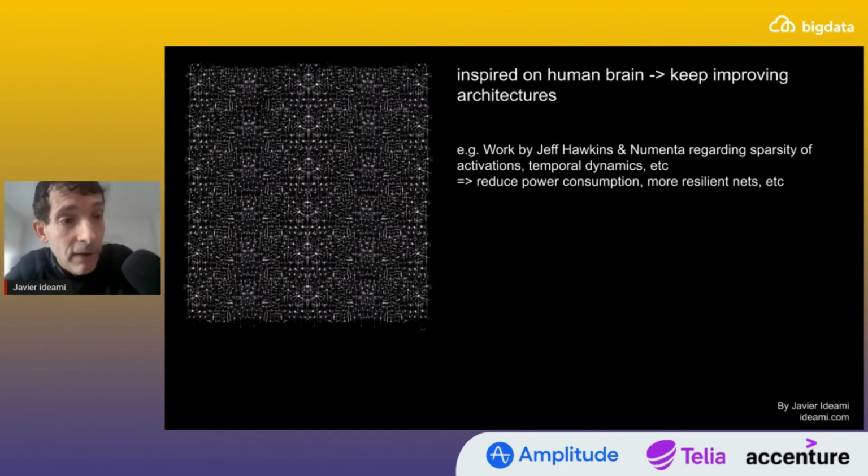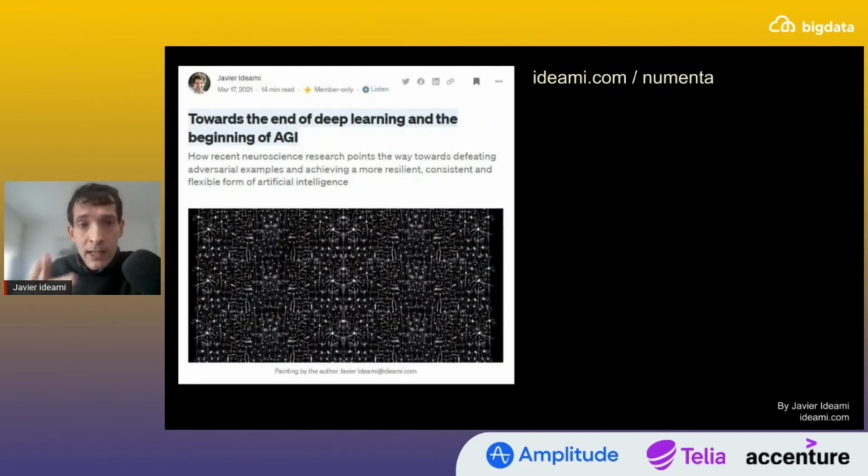Now, it's also very interesting to connect neuroscience with deep learning and to continue being inspired by neuroscience research to keep improving our architectures in AI. An example is the work done by Jeff Hawkins and Numenta regarding sparsity of activations, temporal dynamics, etc. This could help us to reduce the power consumption of these generative AI architectures, make more resilient networks, etc. In connection with this, in 2021, I published this article in Towards Data Science in Medium.